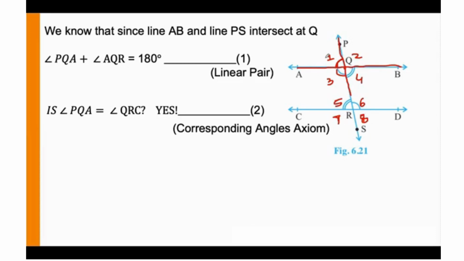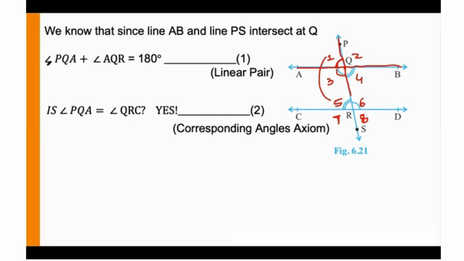So angle 1, PQA, is it also equal to angle 5? Yes, because they both are corresponding angles. And the corresponding angles axiom says that if two lines are parallel and there is a transversal cutting them, then the corresponding angles are equal, and therefore PQA is equal to QRC.